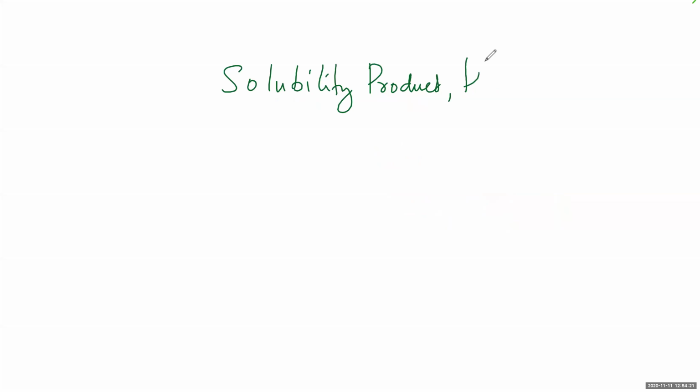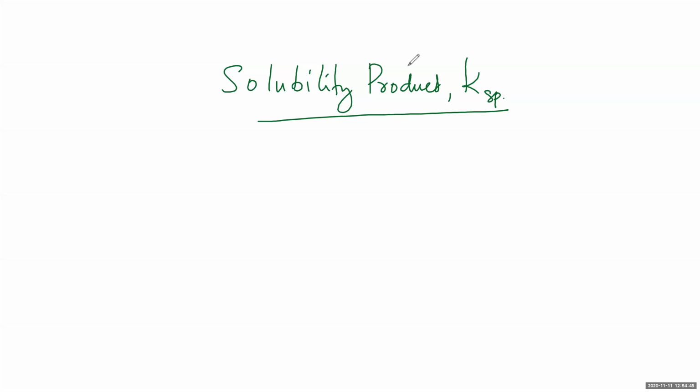Solubility product, Ksp. K is a constant, and SP stands for solubility product. You take a sparingly soluble salt.